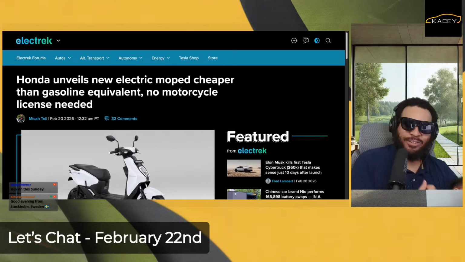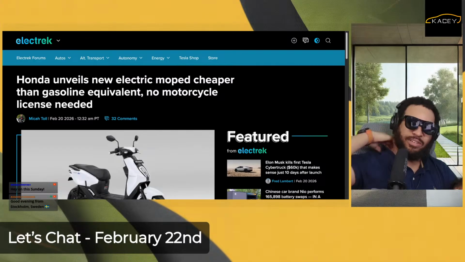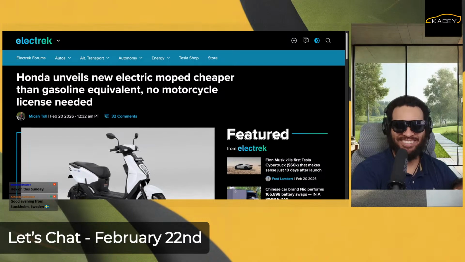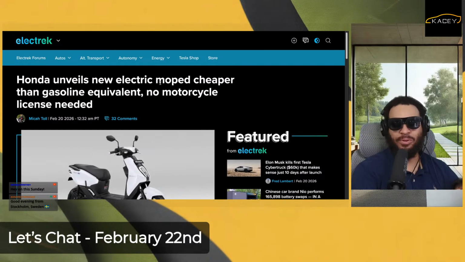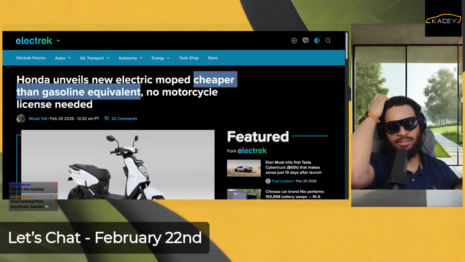All right, so Honda has unveiled a new electric moped that's cheaper than the gasoline equivalent. No motorcycle license needed. Because it's a moped. But the important part is that it's cheaper than the gasoline equivalent. So even at the two-wheeler class, we're starting to see that electric is cheaper than gas. We're starting to see it just barely on the automobile space and mostly only in China.